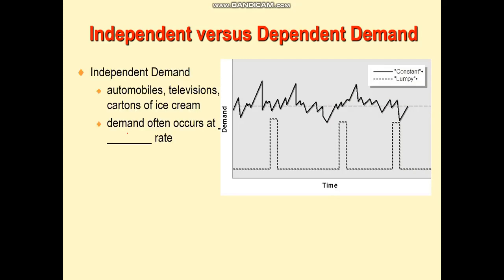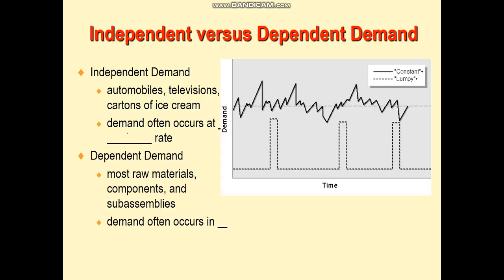Okay, so what is independent demand? For example, automobiles or televisions or cartons of ice cream. And independent demand often occurs at a constant rate. Okay, how about dependent demand? Dependent demand is like raw materials or components or sub-assemblies, and the demand often occurs in lumps. So here we can see the constant and the lump.